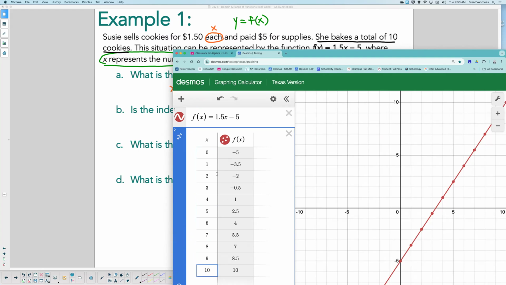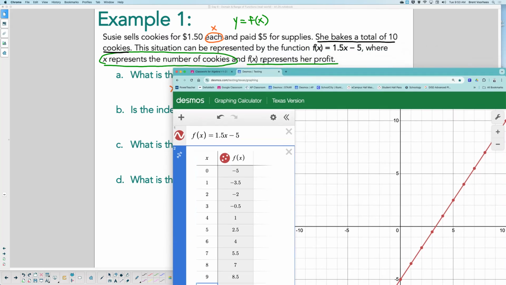Now, remember how we said the smallest we could sell is 0 cookies? The largest we could sell is 10 cookies. Y'all remember that? Over here, the f of x, we underlined this earlier, the f of x is our profit. Now we know the profit. If we don't sell any cookies, it says the profit is -5. What does that mean?